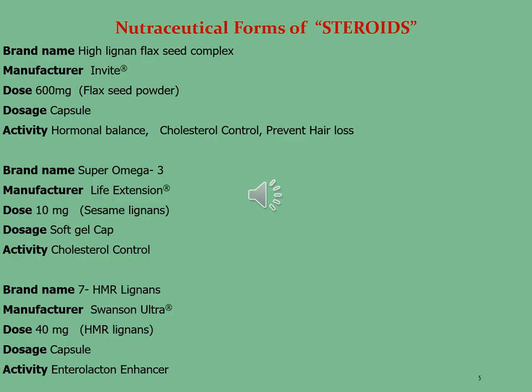The second brand is Super Omega 3, which is manufactured by Life Extension, and the dose is 10 mg per day. It is formulated in soft gel capsule. The activity of this brand is cholesterol control. The name of the third brand is 7-HMR Lignans. It is manufactured by Swanson Ultra, and the dose is 40 mg per day. It is formulated in capsule dosage form, and the activity of this brand is as an electrolyte enhancer.